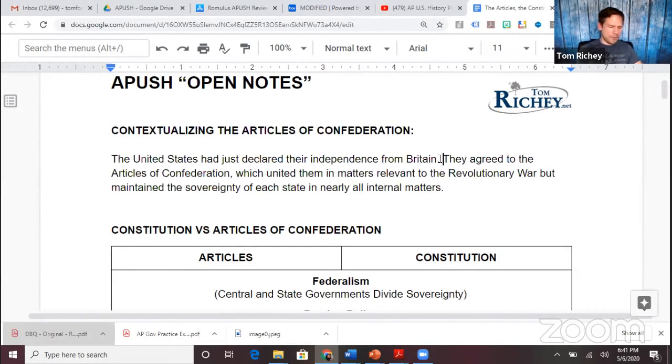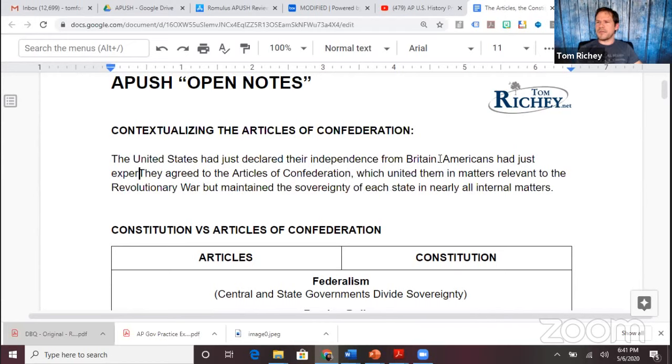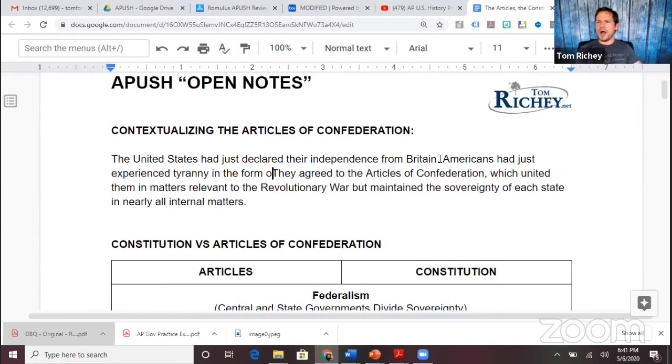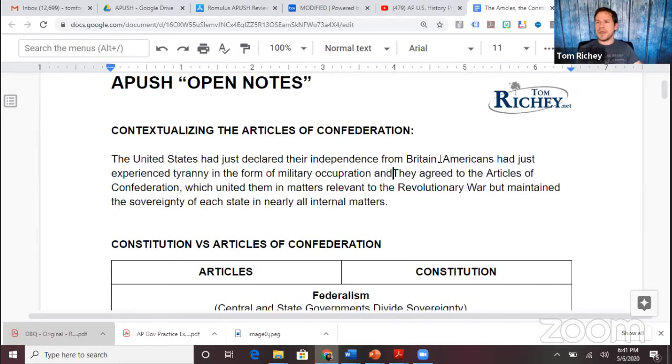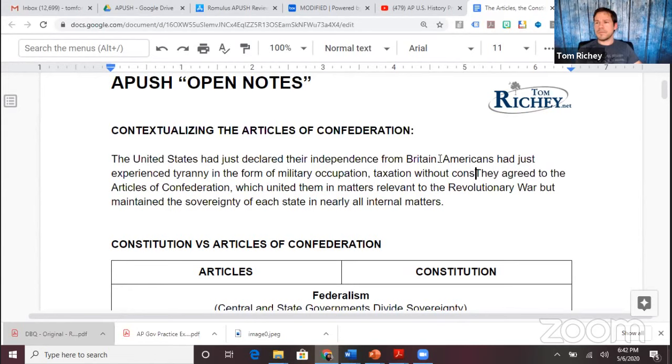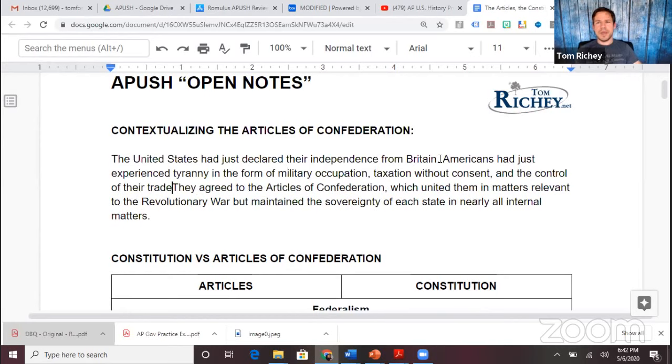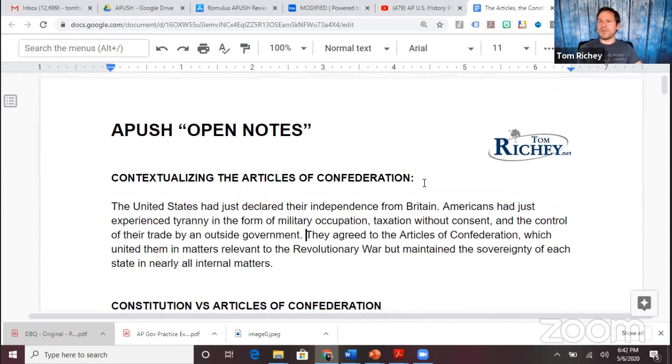Americans had just experienced tyranny in the form of military occupation and restrictions, taxation without consent, and the control of their trade by an outside government.